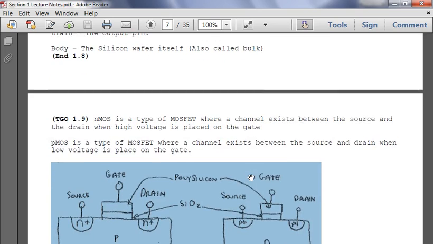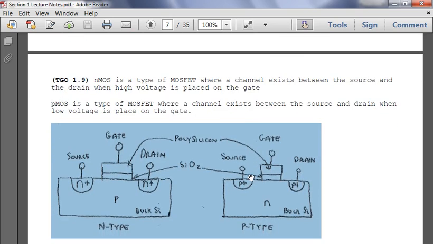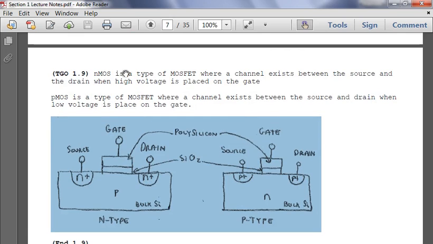Okay, so this is what a transistor actually looks like. So nMOS is a type of MOSFET where the channel exists between the source and the drain when the high voltage is placed on the gate. So what's going to happen here, and I'm actually going to describe this in a diagram a little later, but here's what's actually physically going on inside the transistor.